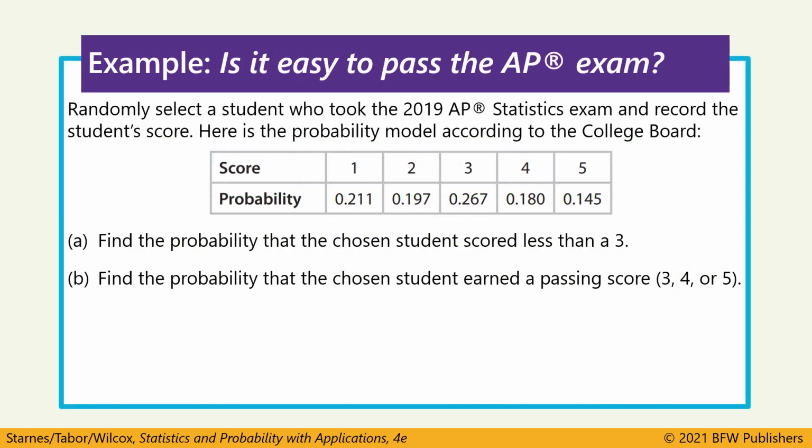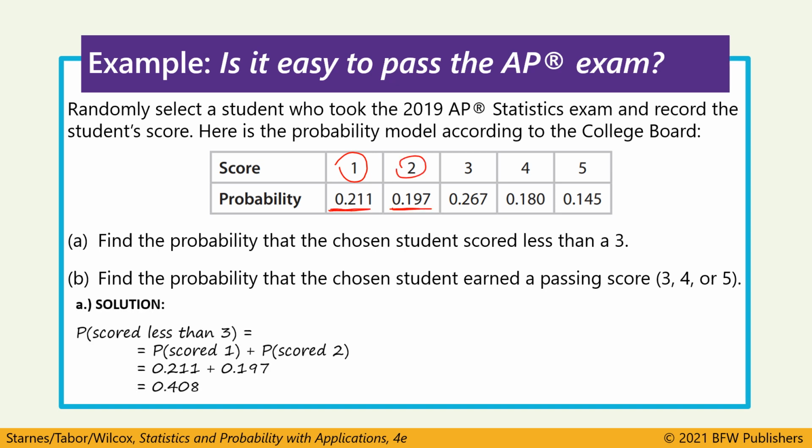So to wrap up this section, we have the probability model for the 2019 AP Statistics scores. We're going to randomly select a student who took this exam. And in part A, we want to find the probability that the chosen student scored less than a 3. So in this case, they could have scored a 1 or a 2, or meaning addition. So we're just going to add those two probabilities together, and we get 0.408.